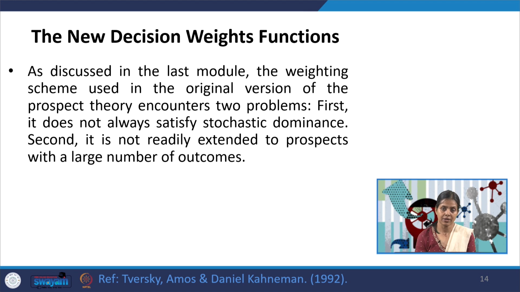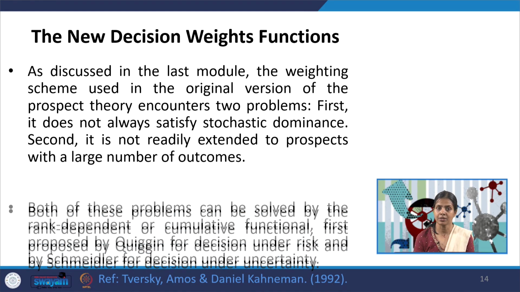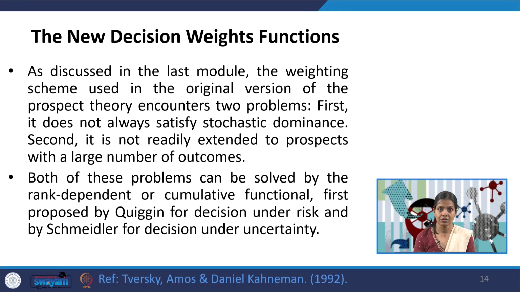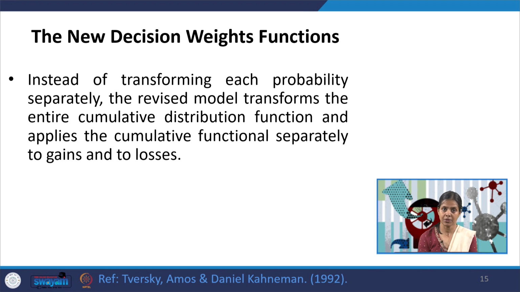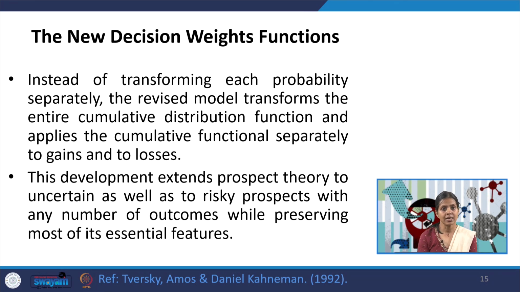Now, the new decision weights function that is brought in by the CPT, as discussed in the last module: the weighting scheme used in the original version of prospect theory encounters two problems. First, it does not always satisfy stochastic dominance. Second, it is not readily extended to prospects with a large number of outcomes. Both of these problems can be solved by the rank dependent or cumulative functional first proposed by Quiggin for decisions under risk and by Schmeidler for decisions under uncertainty. Now, instead of transforming each probability separately, the revised model transforms the entire cumulative distribution function and applies the cumulative functional separately to gains and losses. The development extends prospect theory to uncertain as well as to risky prospects with any number of outcomes while preserving most of its essential features.